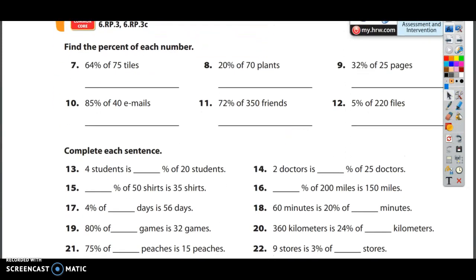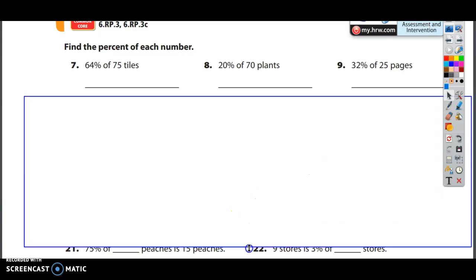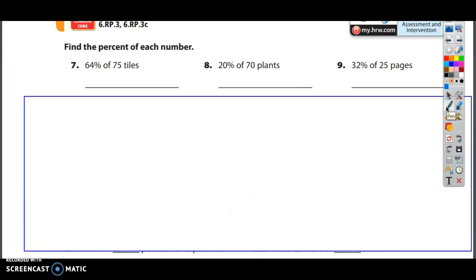Alright, so it says find the percent of each number. So the first thing we need to recognize is there's different methods on how to solve these. And in fact, I'm going to use different methods based on the numbers. But I will show you one way you can always solve problems like this. If you know the number of tiles and you know the percent, you can simply multiply the percent as a decimal by the number. For example, number 7 you could set up as 75 times 0.64. If you multiply that correctly and move the decimal and place it in the right spot, you can get the right answer.